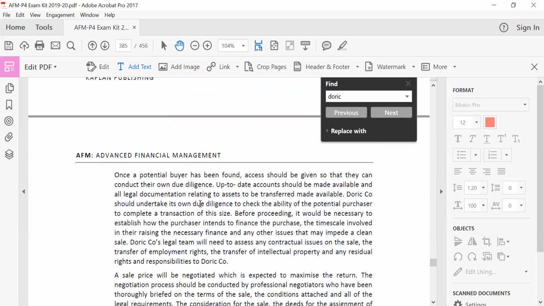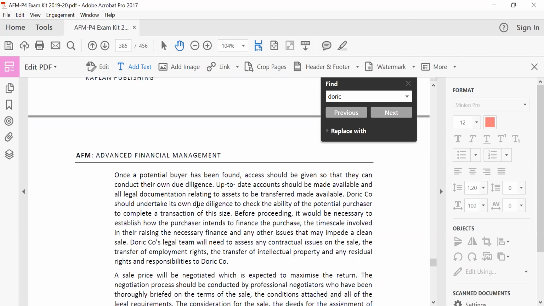Once a potential buyer has been found, so you see, it's just discussing how you can get them and how they will tend to work. Once a potential buyer has been found, access should be given so that they can conduct their own due diligence. Up-to-date accounts should be made available and all legal documentation relating to assets to be transferred made available. Doric Co should undertake its own due diligence to check the ability of the potential purchaser. So the buying company does a due diligence review.